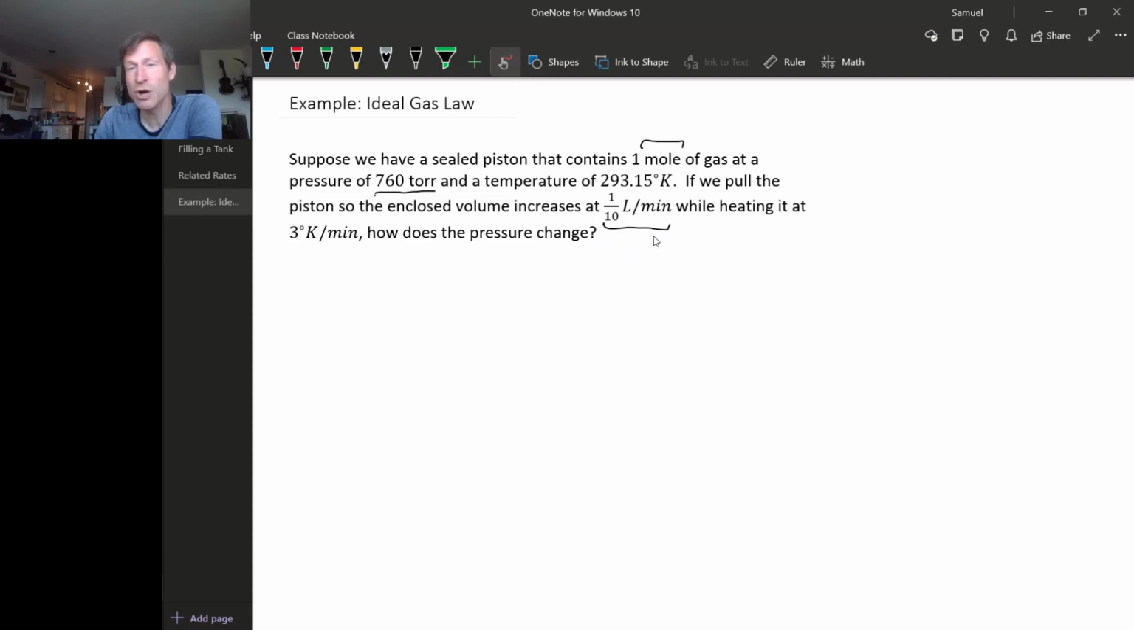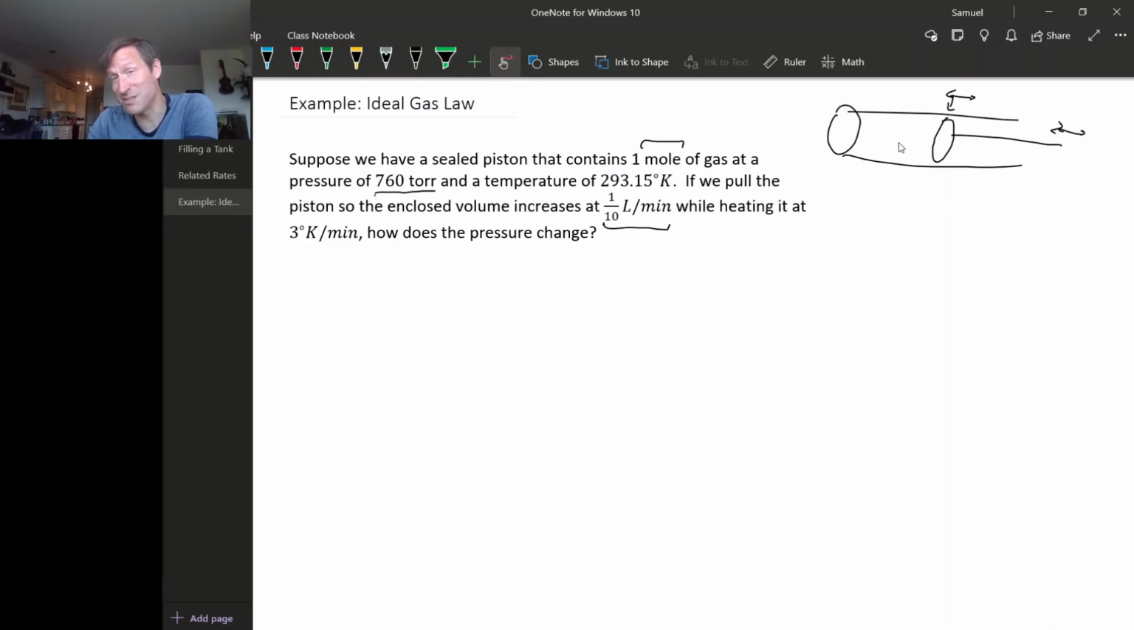If we pull the piston so that the enclosed volume increases at this rate, a tenth of a liter per minute, while we also heat the whole thing at 3 Kelvin per minute, how does the pressure change? So what I'm envisioning here is we have some sort of cylindrical piston, right, with some sort of piston rod down the middle that seals the end. So by moving the rod in and out, we can move the right-hand face of this enclosed volume. If we move it to the right, the enclosed volume gets bigger, and if we move it to the left, the enclosed volume gets smaller.